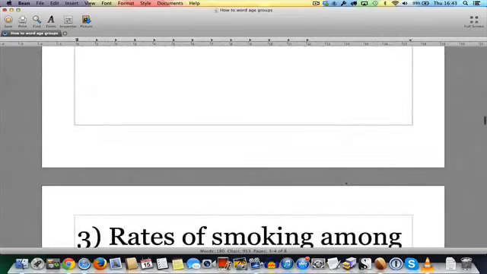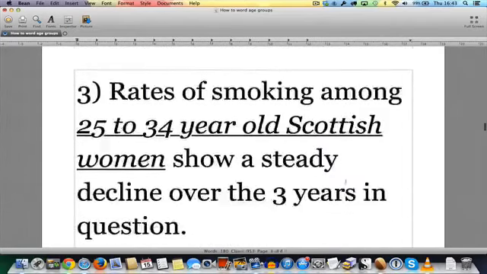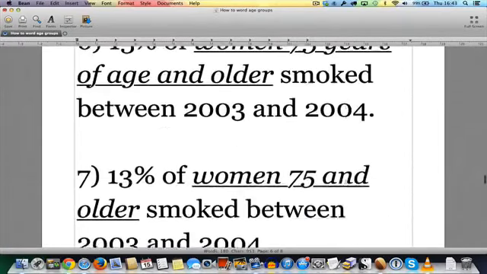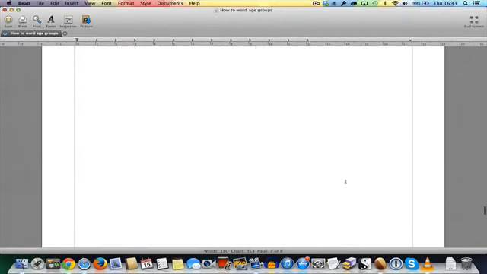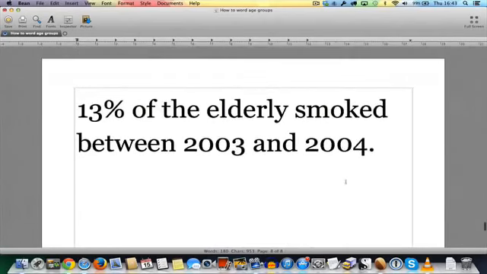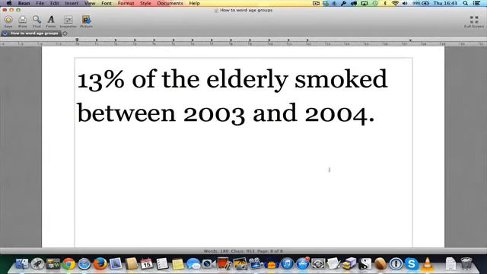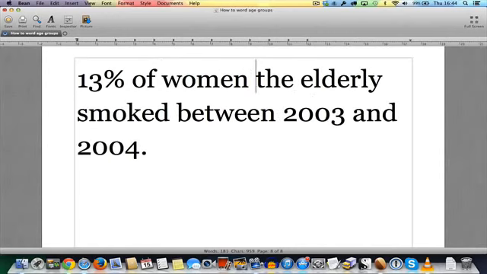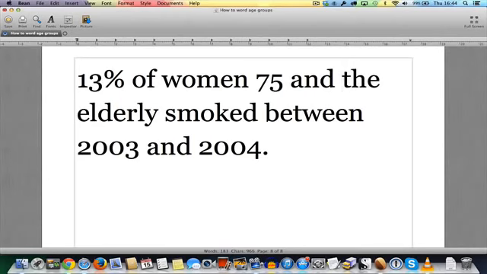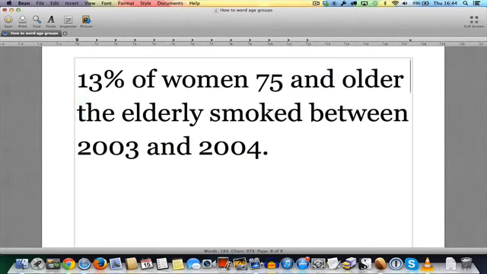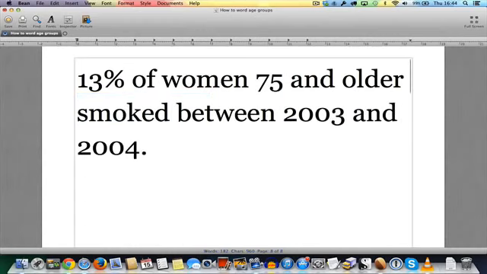So I've shared a couple of examples that would be incorrect. Okay, and then I want to talk with you about why these are incorrect. So as I was mentioning, 13% of the elderly smoked between 2003 and 2004. So this would not be correct. We would have to change this to 13% of women 75 and older smoked between 2003 and 2004.